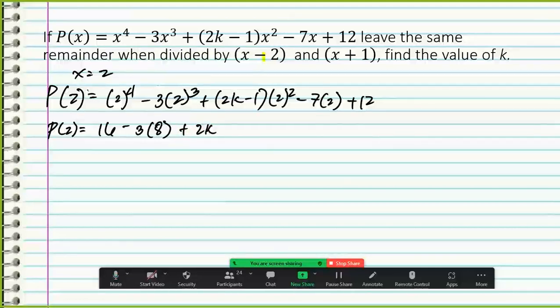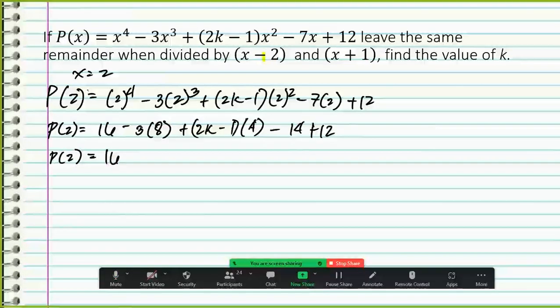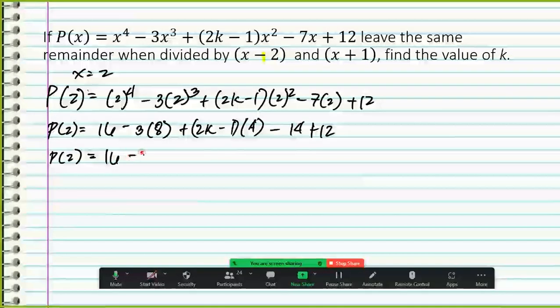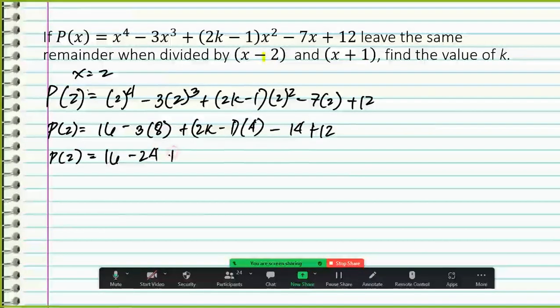2k minus 1 multiplied by 4, minus 7 times 2, that's 14, added by 12. Then p of 2 equals 16 minus this is 24, then plus 2k.